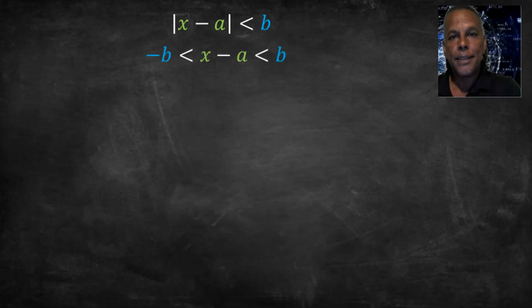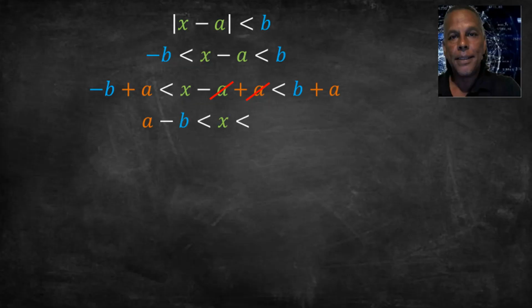We can apply the previous rule to more complex inequalities involving the mod. Let's say we want to solve the inequality, the mod of x minus a less than b. Then, using the previous rule, we can see that x minus a will be greater than negative b, but less than b. Now we can isolate x by adding a through in the inequality, and the a's will cancel, so we end up with x greater than a minus b, but less than a plus b.